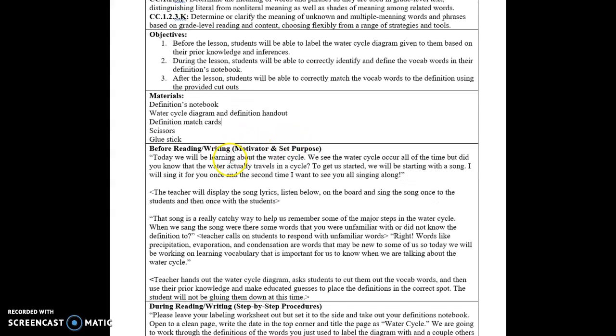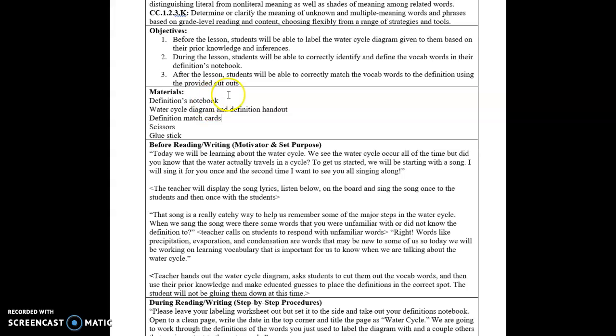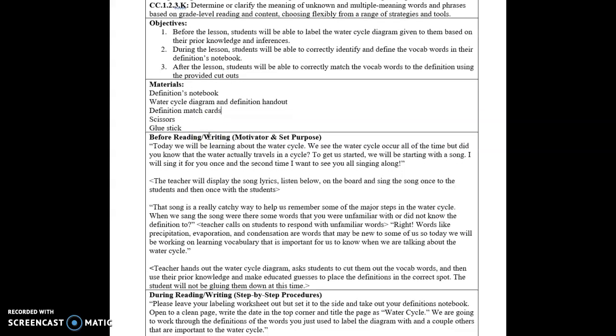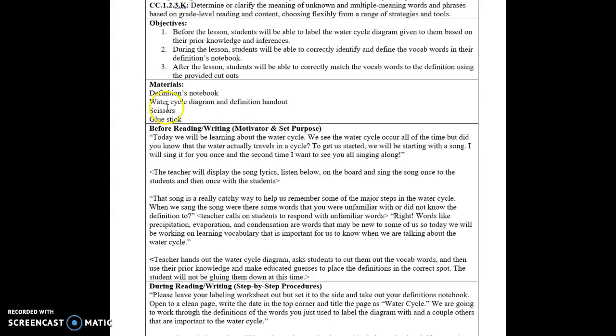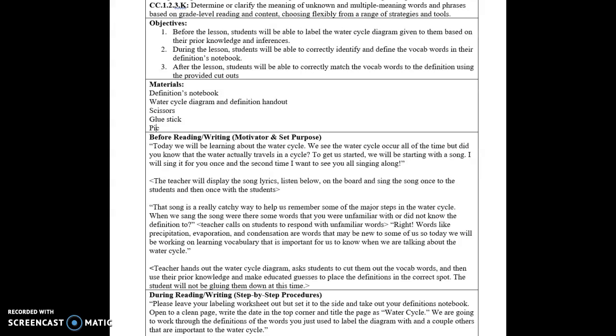So for the materials for this lesson, the students will need their definition notebooks, the water cycle diagram, and definition handout. Again, I need to go back and change this. I am so sorry, I changed stuff as I was working, but they will not need these. They will need scissors, a glue stick, and lastly, their picture handout that I will show at the end.